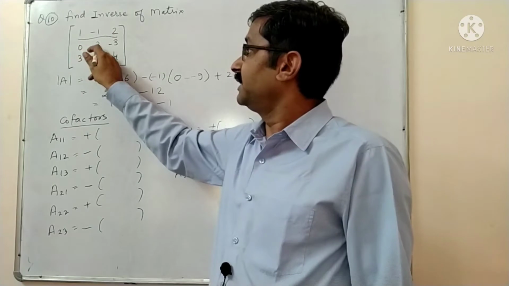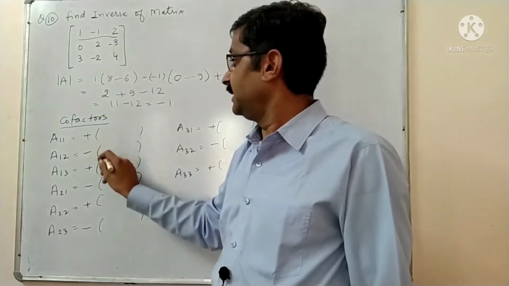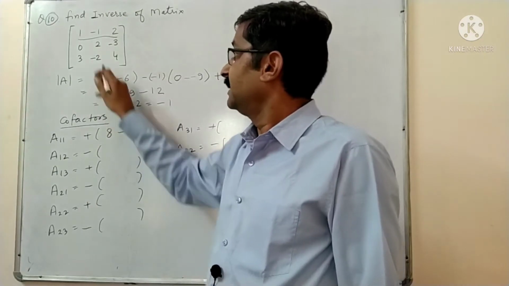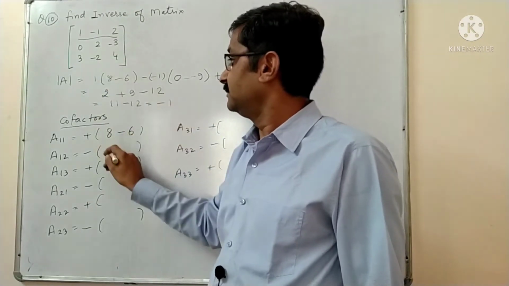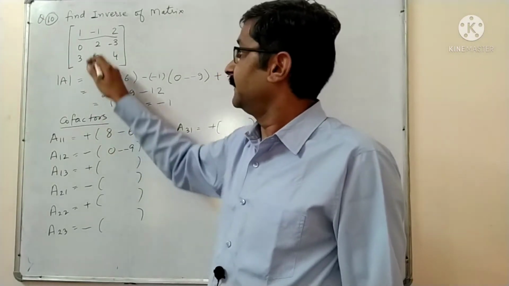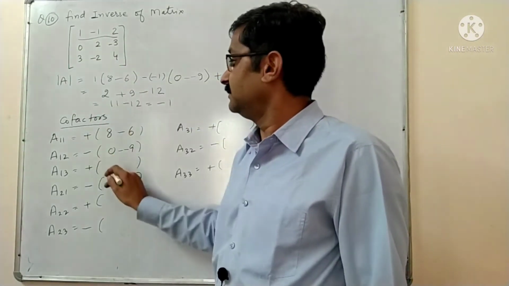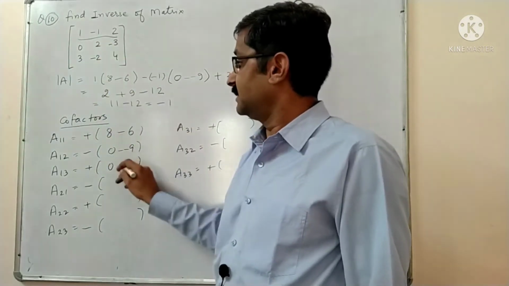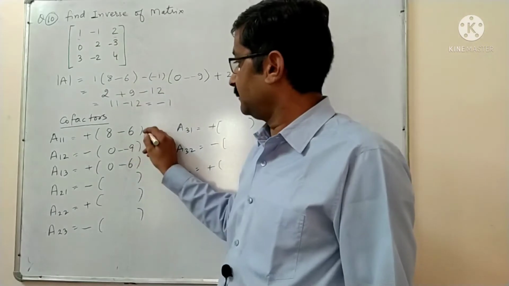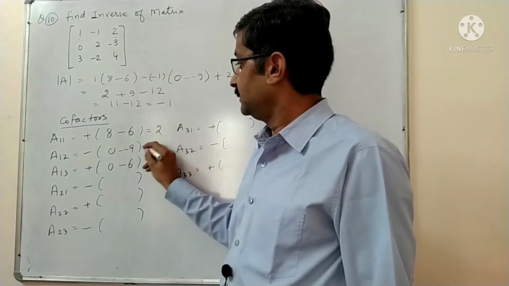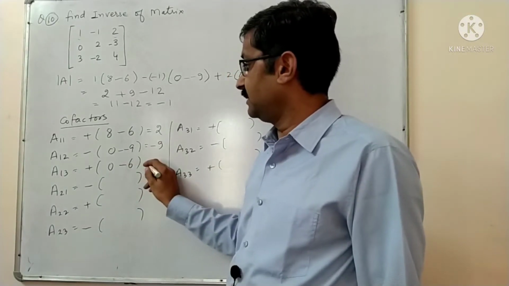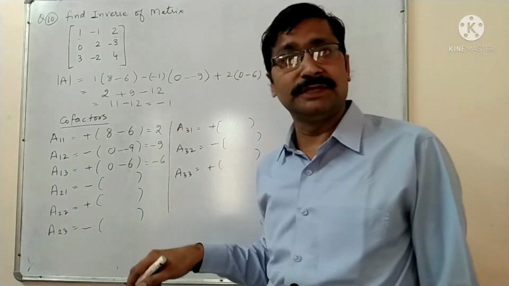So first column you cross out, so these are the cross product with 4 times 8 minus 6, okay. Then second column you cross out, 0 and minus 9, okay. Then third column you cross out, so 0 and minus 6, okay. Then this you will calculate, you get here 2, this you will get here minus 9, okay, and this you get minus 6. This first row is complete.